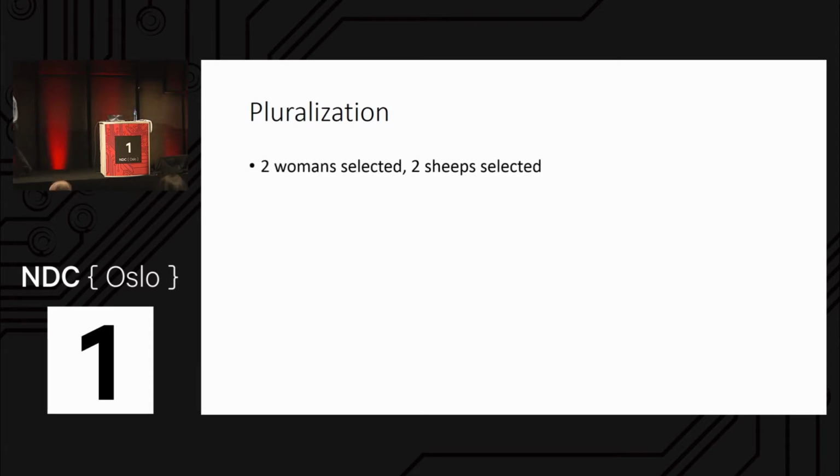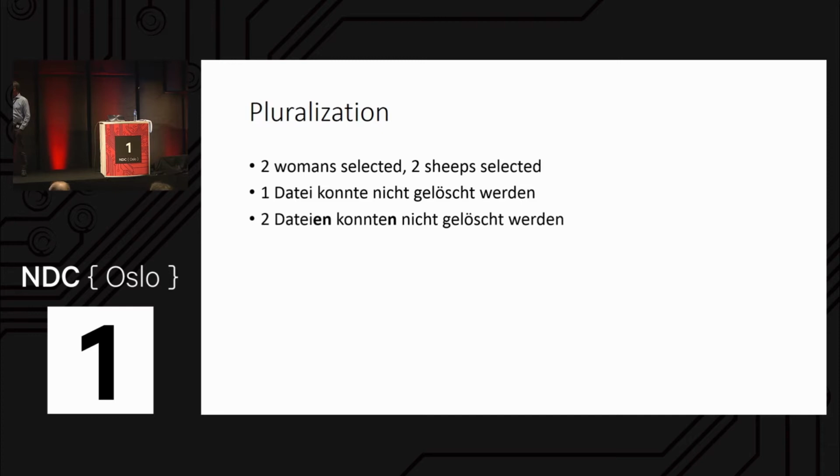For example, even in English you have irregular plurals. One woman, two women, or sheep, one sheep, two sheep. If you try to apply the same rule to those examples, it will be wrong, and that means you can't generalize it. In German, you change not just the plural case of the noun, but you might change the verb as well. So, eine Datei konnte nicht gelöscht werden. One file could not be deleted, but two Dateien konnten nicht gelöscht werden. So you have to change it in two places.